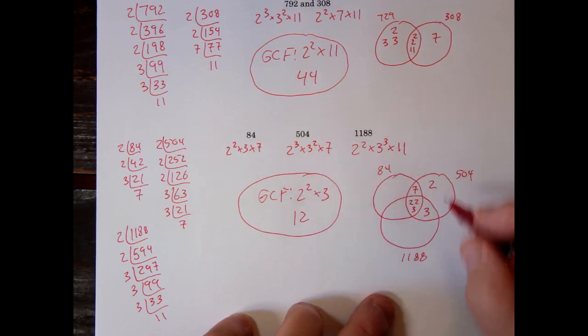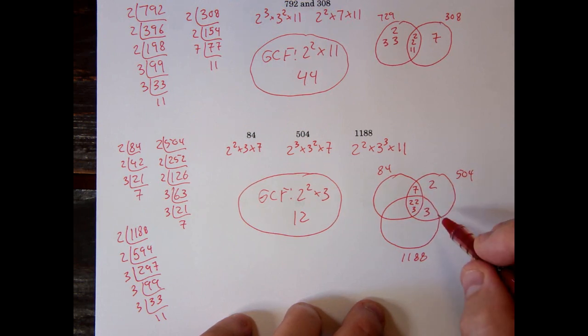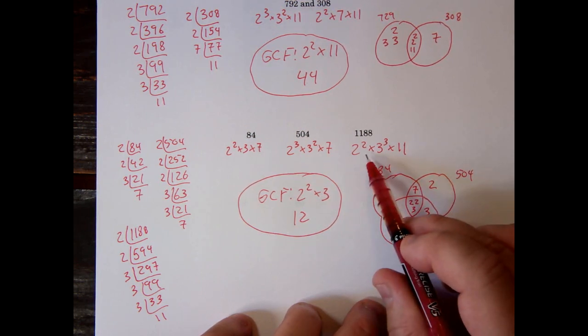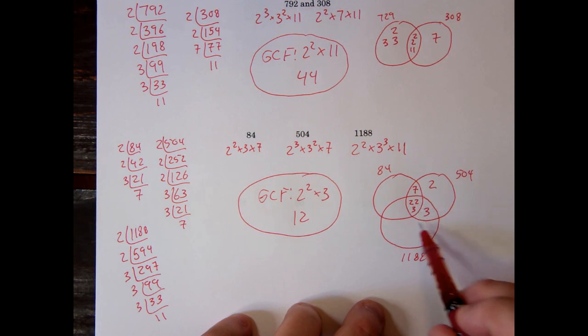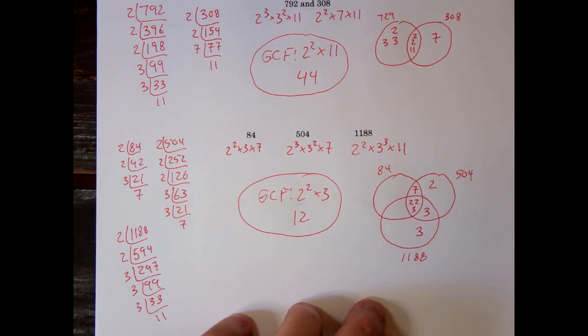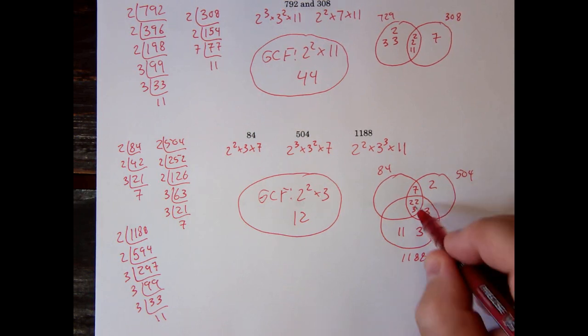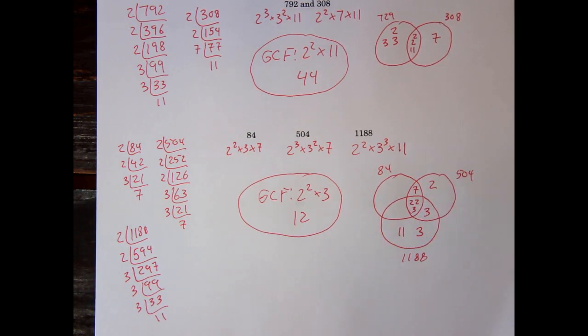needs the 7 there. So if I multiply all those numbers, you get 504, and then 1188 needs 2 2's, 3 3's. It already has 2, so it needs 1 more here that it doesn't have with anybody else, and the 11 that it doesn't share with anybody else. So that's what that Venn diagram would look like. And in the middle of the Venn diagram is the greatest common factor.